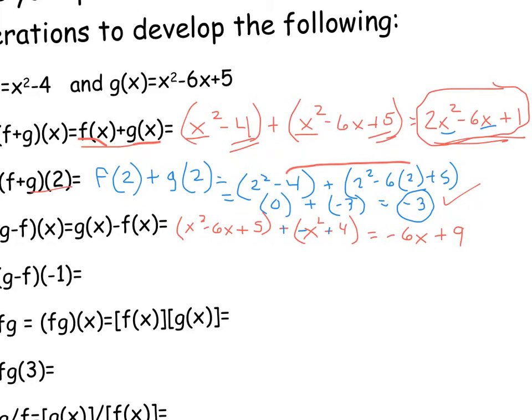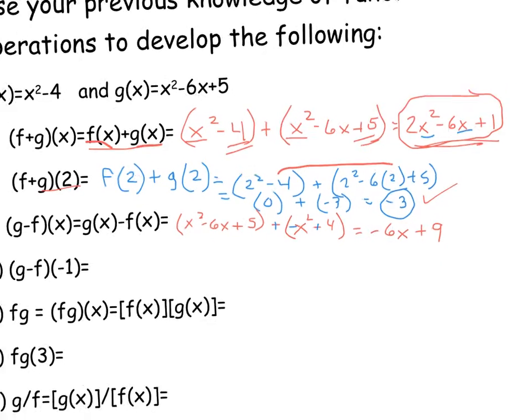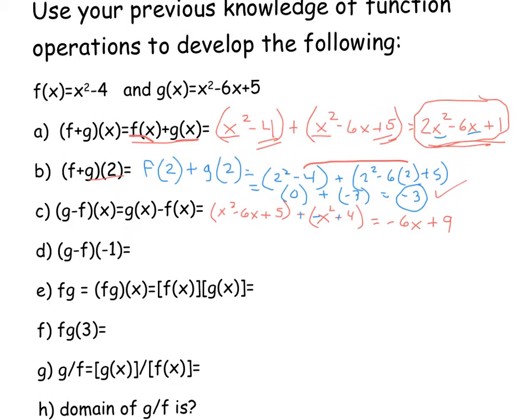So this next problem, we have g minus f of negative 1. What that's saying is, it's like g minus f of x, but the negative 1 goes in for x. So I could go right up here, and I could fill in negative 1.